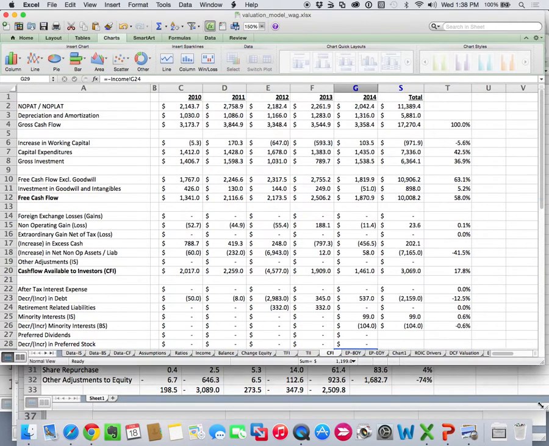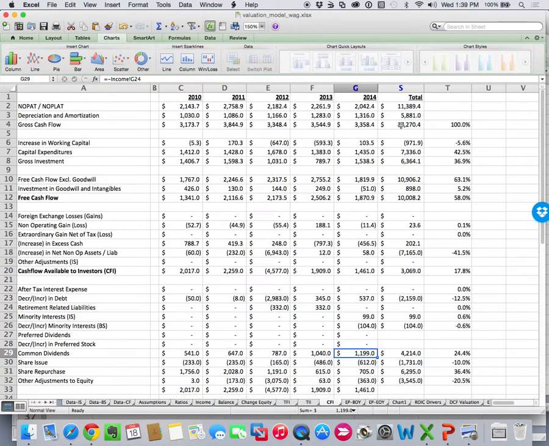See what we can say about this company. So, bigger company, $17 billion worth of gross cash flow. Gross investment, $6.3 billion, 37%. Didn't do a lot in the way of acquisitions, $10 billion worth of free cash flow. Almost $11 billion of free cash flow before acquisitions. 58% available to be paid out.